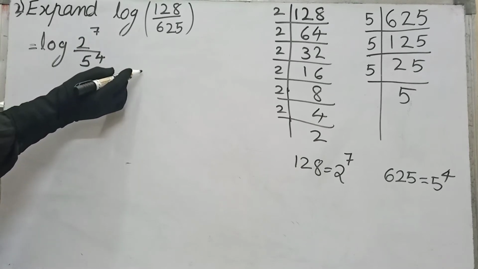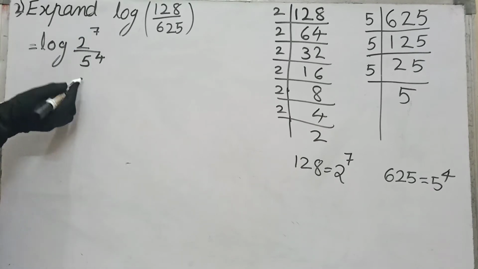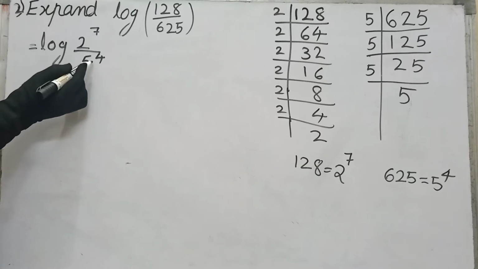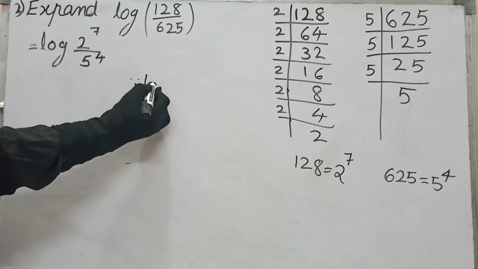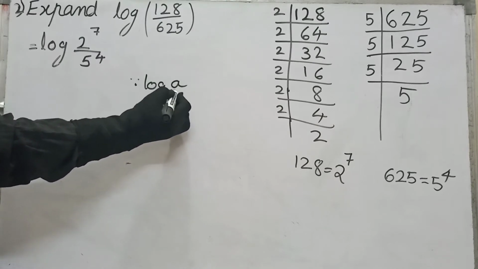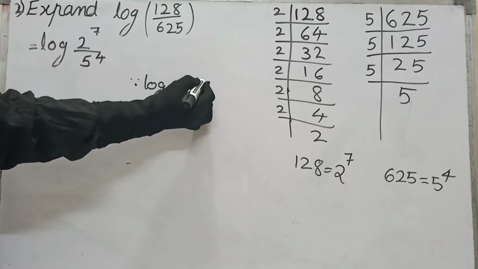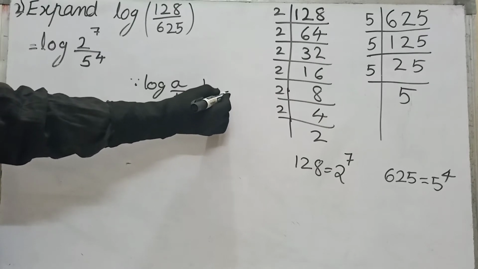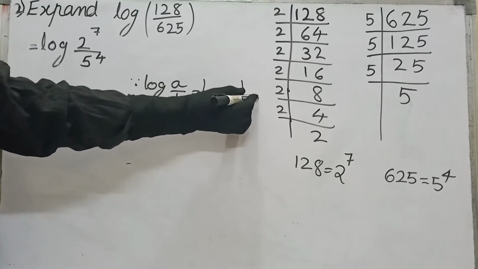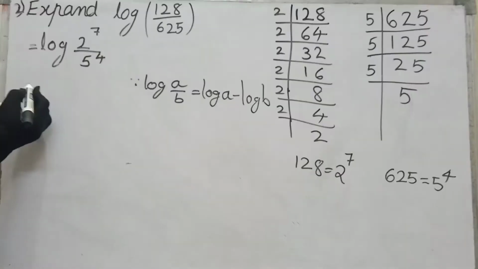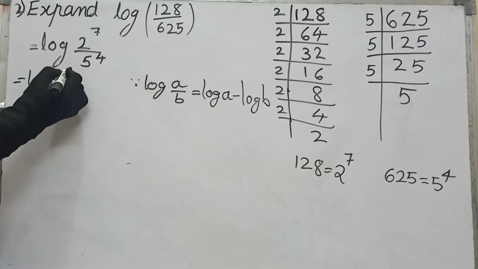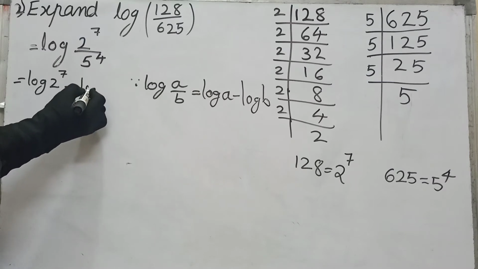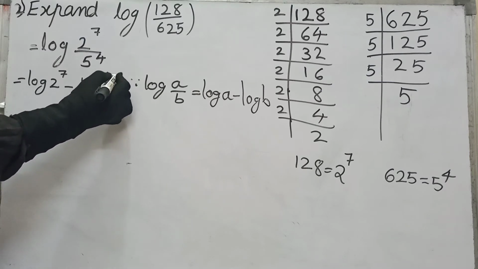In the previous sum we were having same powers, so we used law of indices, but here we are having different powers. So directly we can use the logarithmic formula of log a by b, which is equal to log a minus log b. Okay, so this can be written as log 2 power 7 minus log 5 power 4.